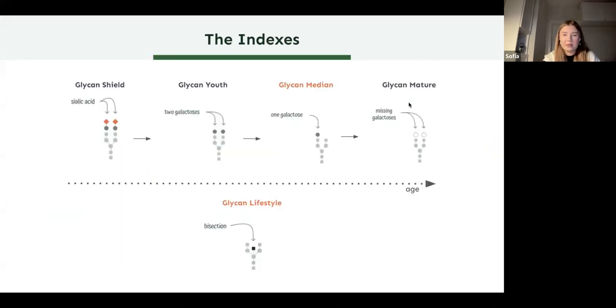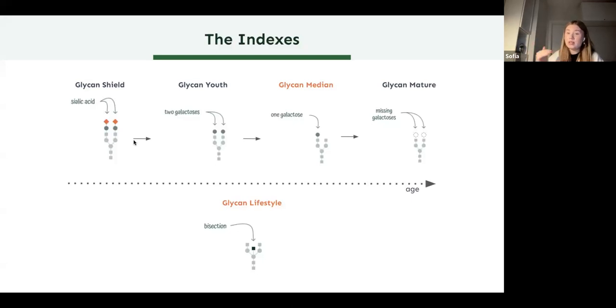What's important to understand before we dive into the indexes is how the glycans change with age. As we said, the most anti-inflammatory structures are structures like these. When we are young, a great number of our glycans look like this. This is the longest glycan that can be found.